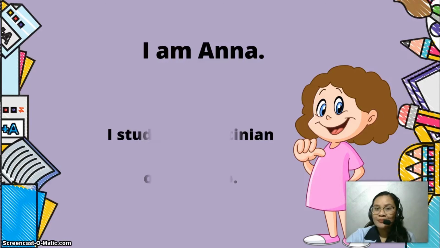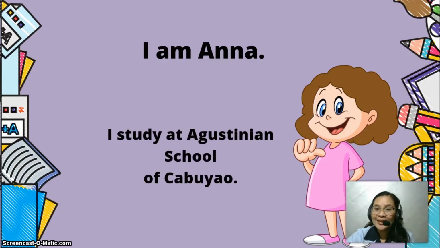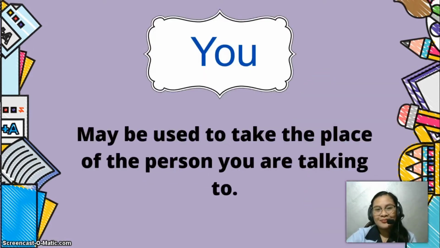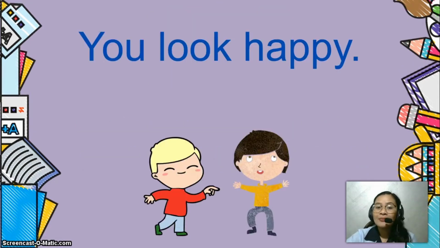I am Anna. I study at Augustinian School of Cabuyao. Did you notice the girl? She is pointing at herself. She is talking about herself. Therefore, in her sentences, she used I. How about you? You may be used to take the place of the person you are talking to. For example, you look happy.